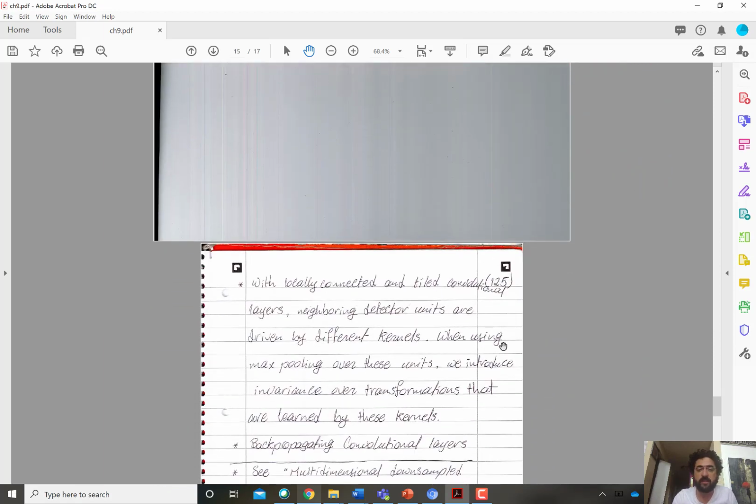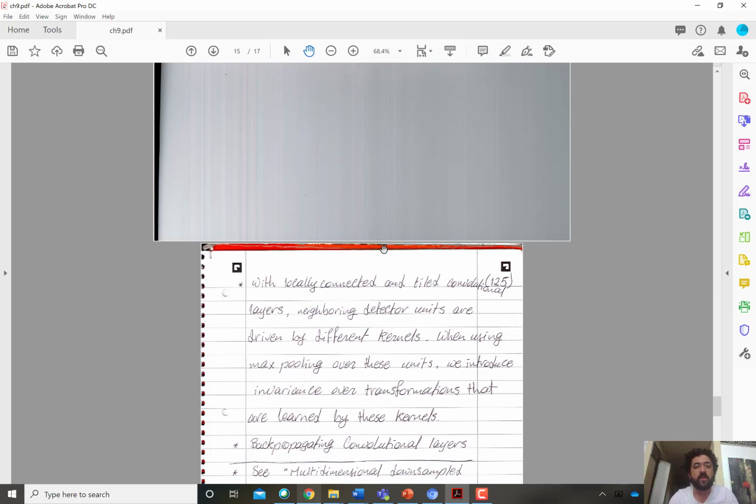Now, another important comment is related to applying pooling. Remember, whether it's the convolutional kernel, a tiled convolution, or a locally connected layer, this is the first stage of a layer, and then you have the detector stage and then pooling. Now, when I apply pooling over different units that are connected to different kernels, like what happens in a locally connected layer or with tiled convolution, then pooling introduces invariance over the transformations that these different kernels are learning.